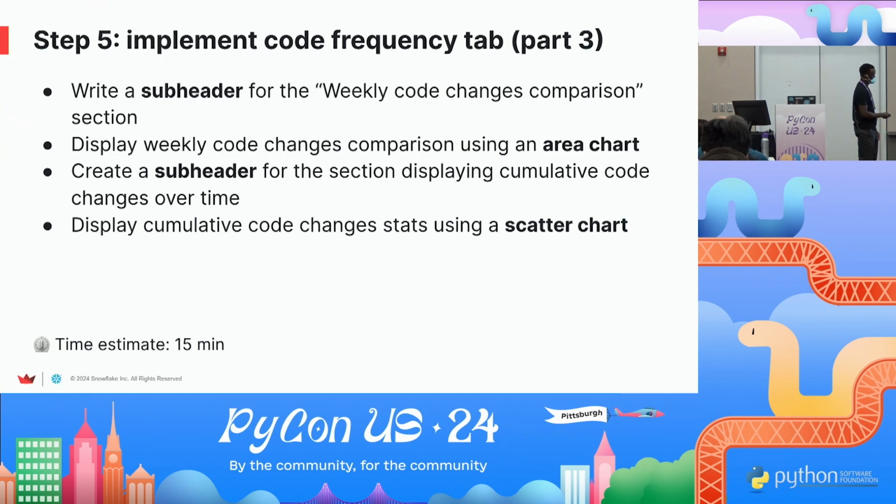And then create another subheader for the section displaying the cumulative code changes over time. And under that, you will display the cumulative code changes stats using a scatter chart. So we're using 2 different charts here. We have the area chart and scatter chart. And you can play around with different charts here to see how they would look, to find the one that you like as well.